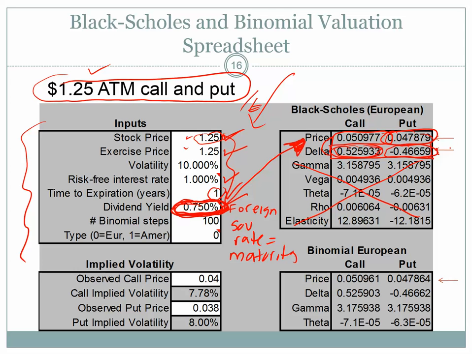Now, the other interpretation of delta is roughly the probability that the option winds up in the money at maturity. For at-the-money options, the absolute value of the delta is about 0.5. In other words, for an at-the-money option, it's roughly a 50% chance it's in the money.